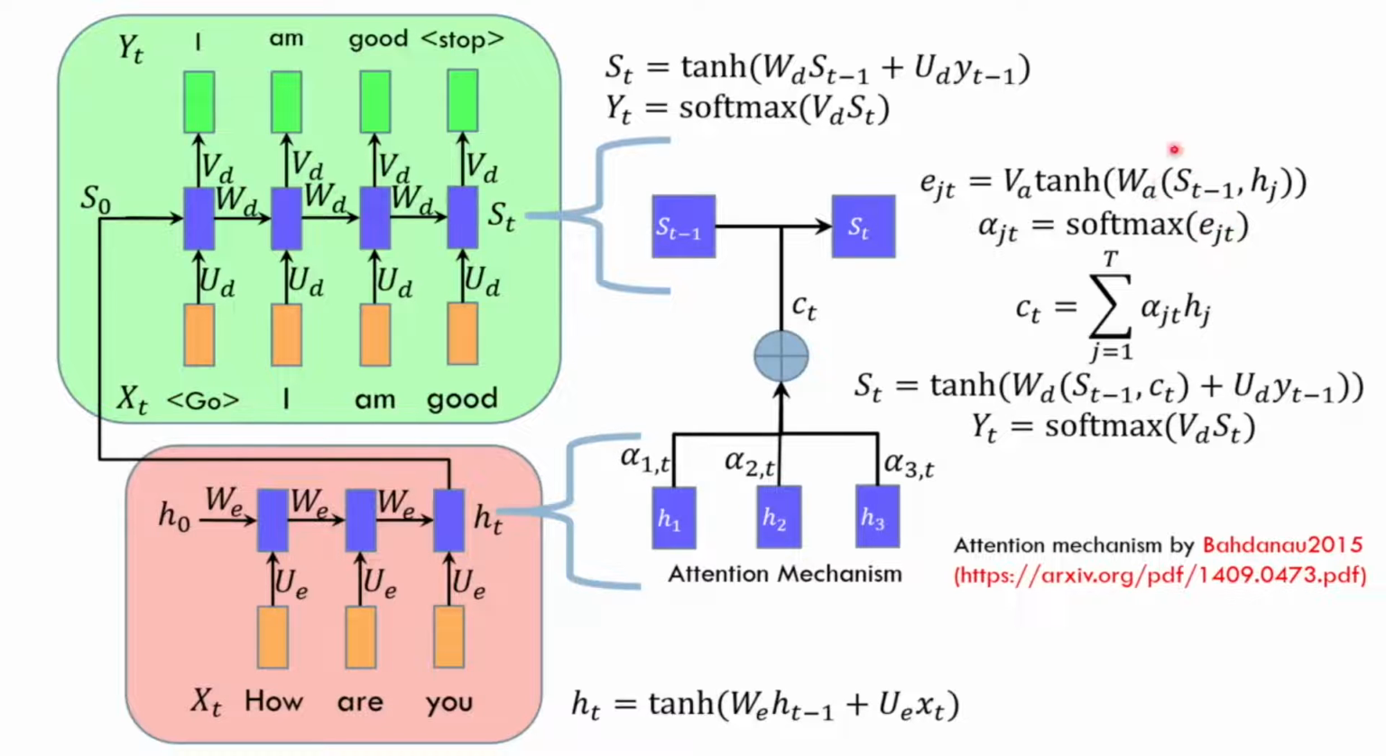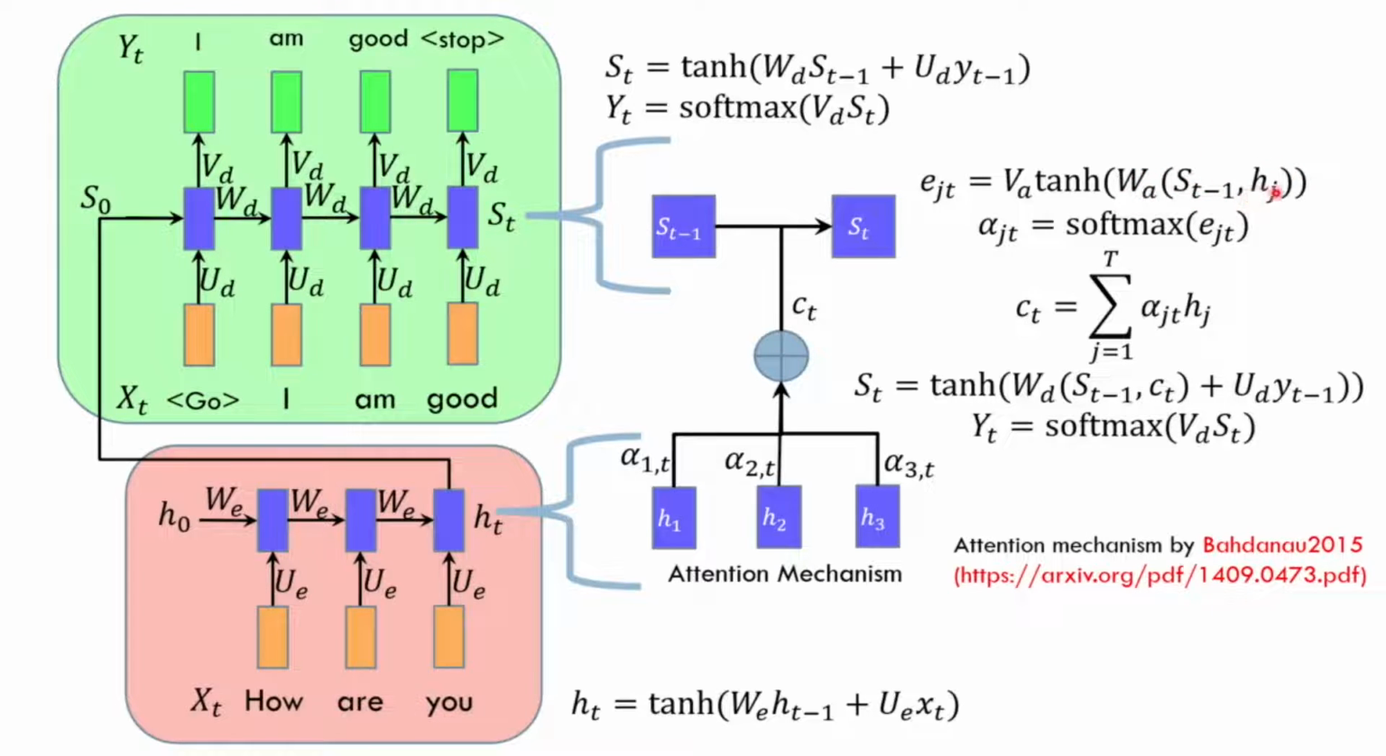The query here is the previous hidden state of the decoder part, S_{t-1}, and the key is the jth hidden state from the encoder part. So we are computing this similarity with all the keys. So what are the different keys? Different keys are the different input words, which are represented by the hidden states here.